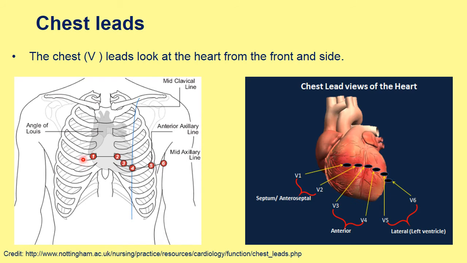So the chest leads look at the heart in a horizontal plane, and they also look at it from the side, because V5 and V6 are on the side of the person, so they look at it from that angle. If you look at this diagram, you can see that 1, 2, 3, 4 are on the front of the chest, so they look at the anterior portion of the heart. So 1, 2, 3, 4 are anterior leads, and then V5, V6 are on the side. They are lateral, so they look at the lateral part of the heart.